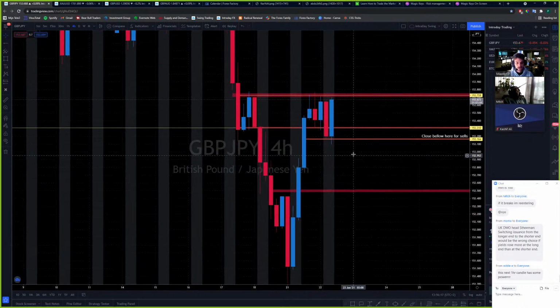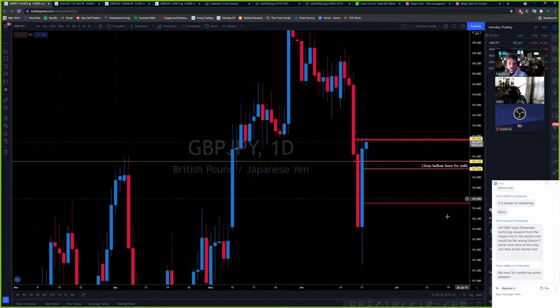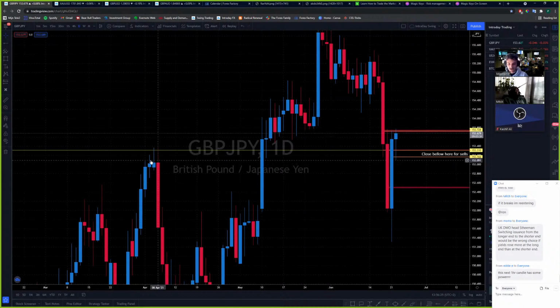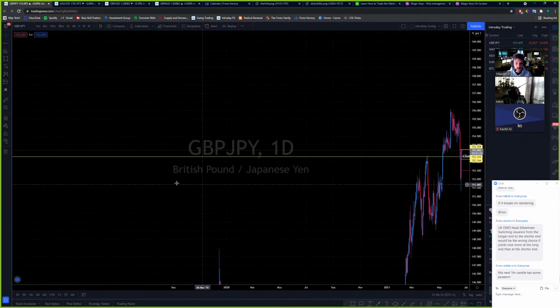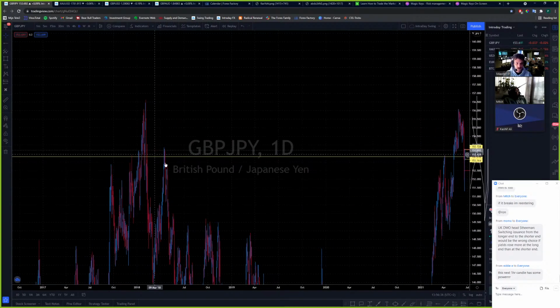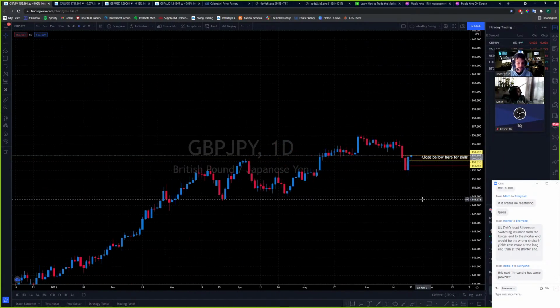So if you zoom out on the daily, it kind of retested this level, right? Zoom out a little bit, make it smaller, so you can see the left. So you see how we had a high, low, high, low, high. This is the new low, retesting this area. True.